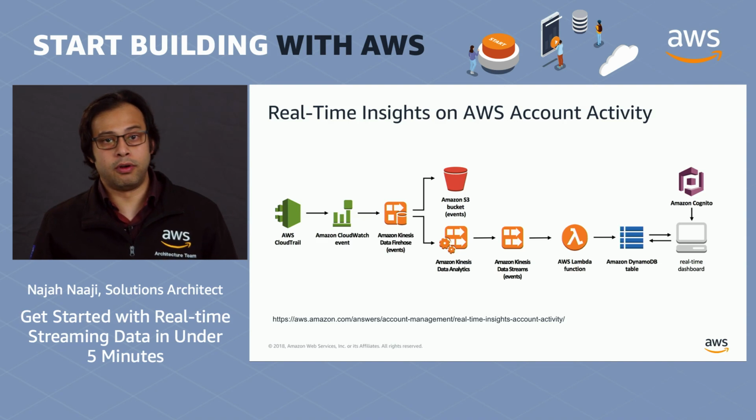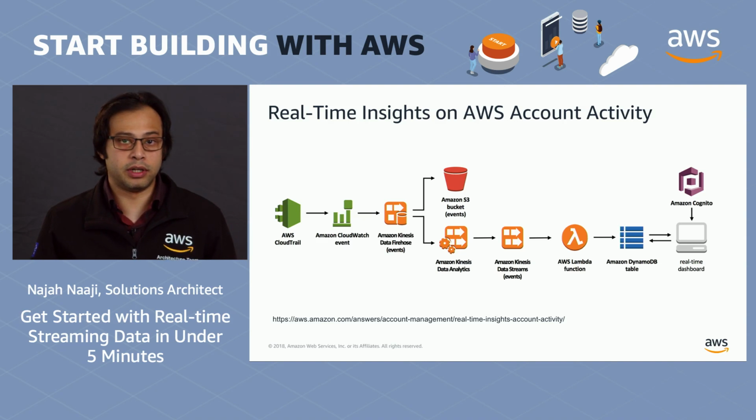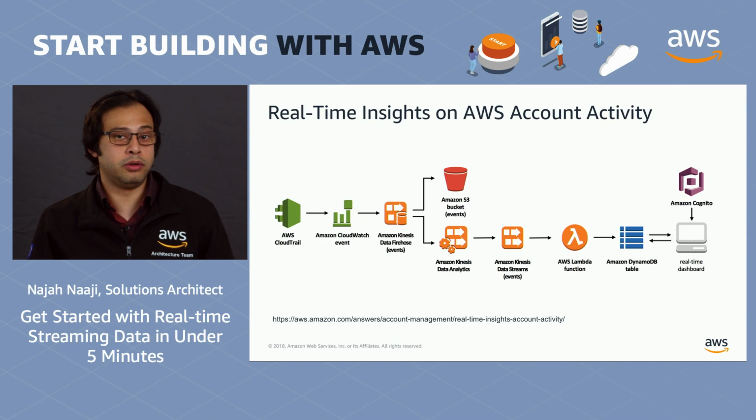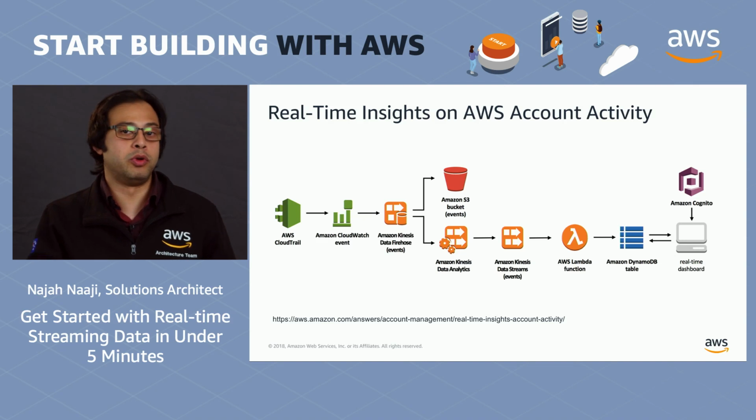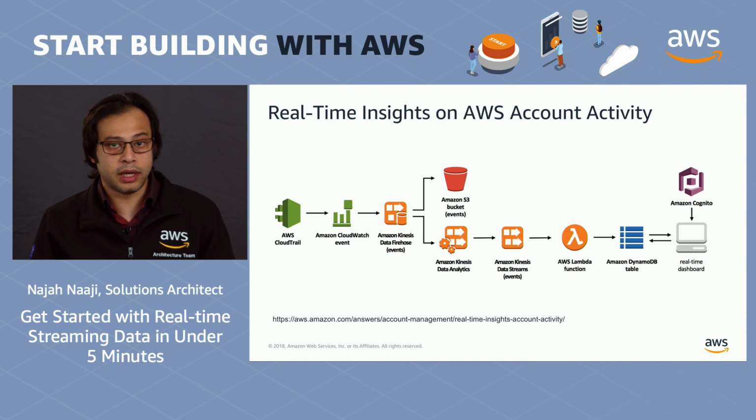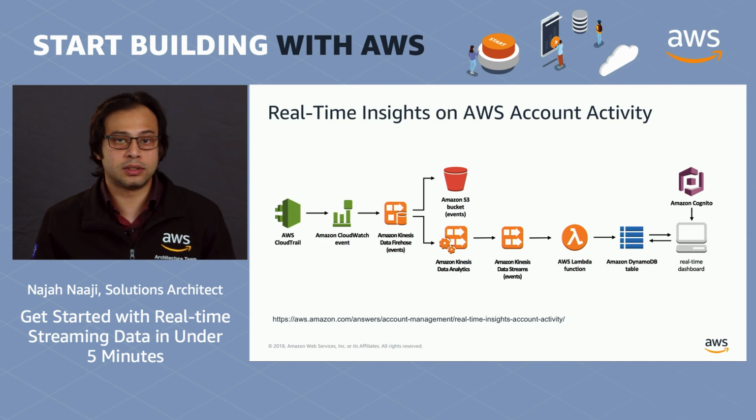This one is for real-time insights on AWS account activity. The purpose of this is to give you useful metrics about what's going on in your AWS account. So things like what IP addresses are calling my AWS services, what are the common API calls I see, are there any anomalies in the behavior on those API calls, which you can use for either security or compliance reasons, or just generate insight into what's going on in your AWS account.